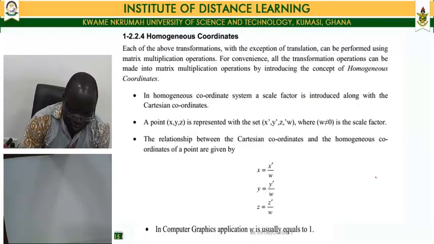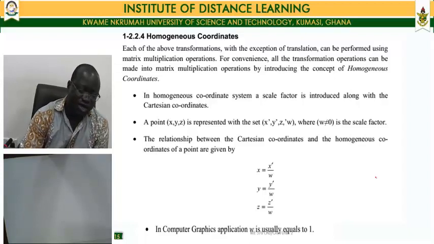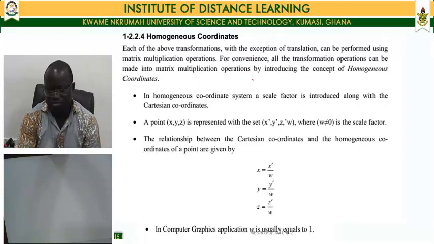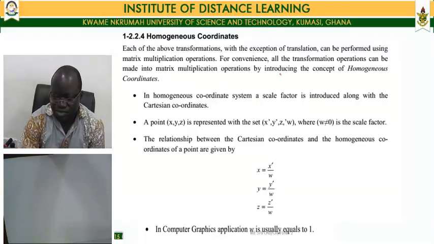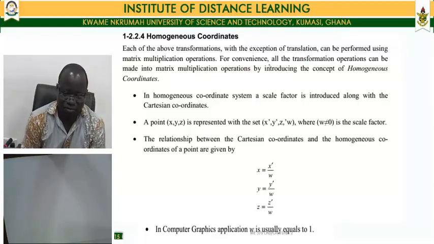Now, we notice that each of the above transformations, as I've already said, are different. With the exception of the translation, we have matrix multiplication. But for convenience, all the transformation operations can be made into a matrix multiplication by introducing the concept of homogeneous coordinates, which is introduced by the computer.